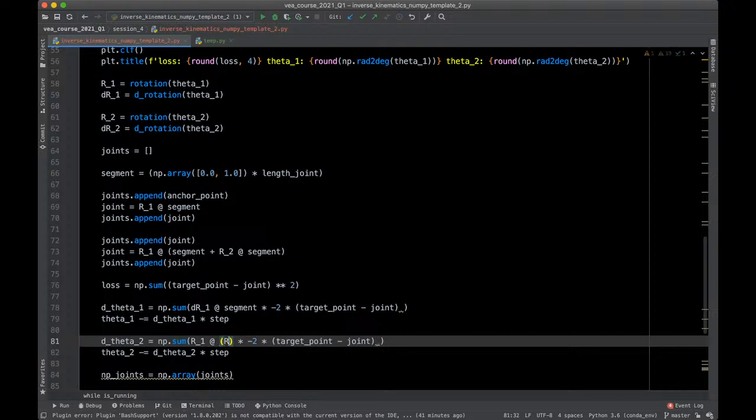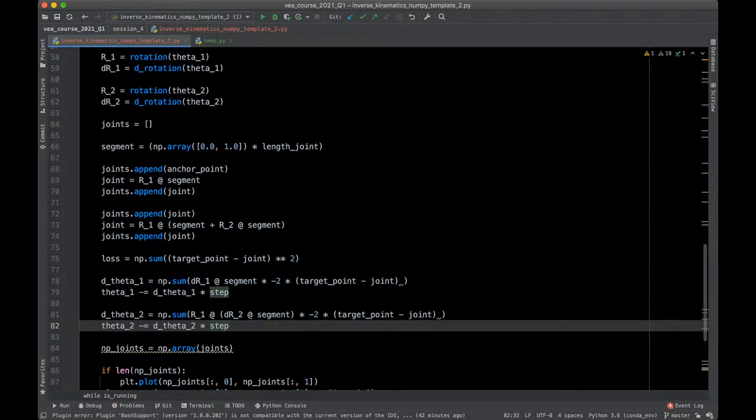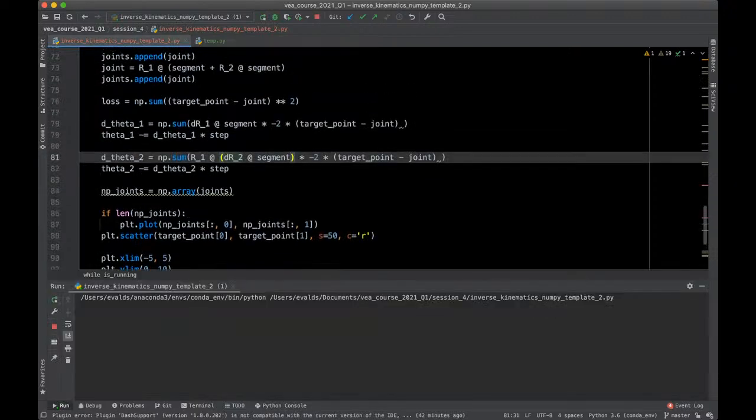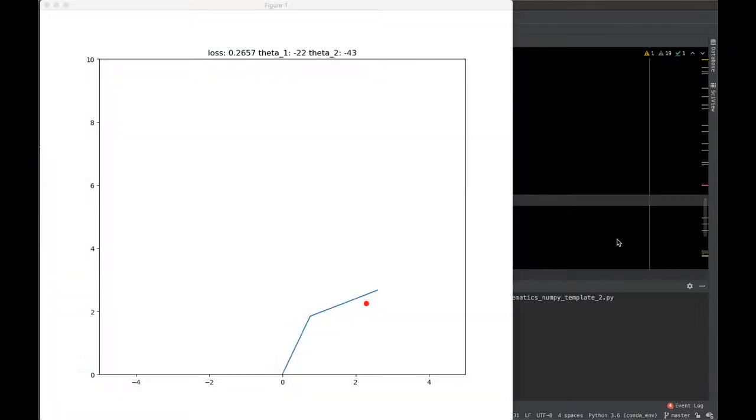And for the second one, the derivative would be R2, dR2, multiplied by segment. Wait, not like that, but like that, segment. Okay, hopefully it's right. I think I don't even need that bracket here, but let me check. If it works, then I will post the code. If it does not work, then we need to debug it. It seems like it's working. Okay, let me show you how it works, and then I'll share the code. And if you have some questions, then please ask.